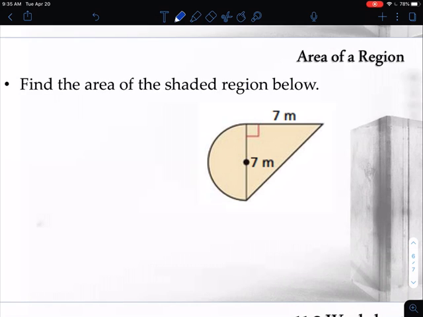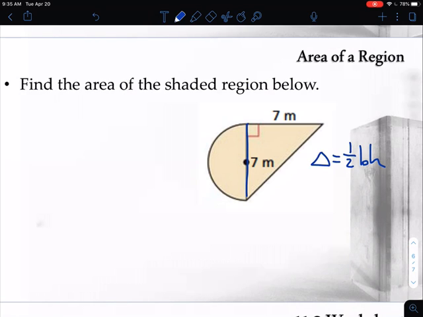Now, one of the things that's going to start happening in this chapter as far as calculating areas and eventually surface area and volume is they might throw a couple of different types of shapes together. And so remembering how to calculate areas for other shapes is going to be important.